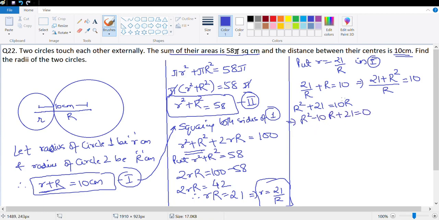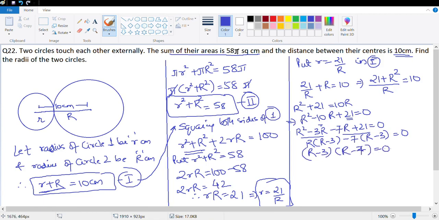Now I have a quadratic equation. I need to find factors of 21, the sum of which is negative 10. So that's 7 and 3. So r square minus 3r minus 7r plus 21 is equal to 0. Let's group it like this. r minus 3 minus 7 times r minus 3 is equal to 0. r minus 3, r minus 7 is equal to 0.